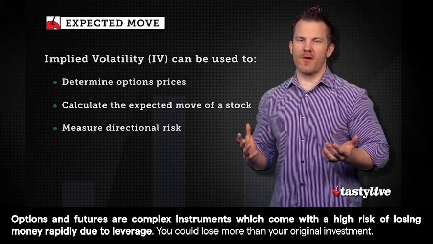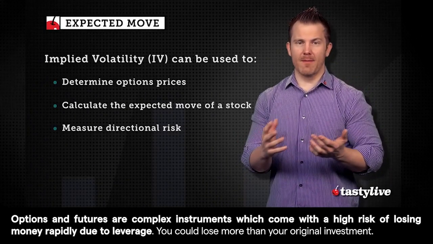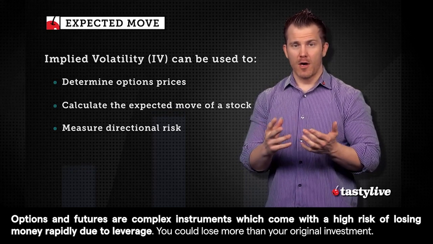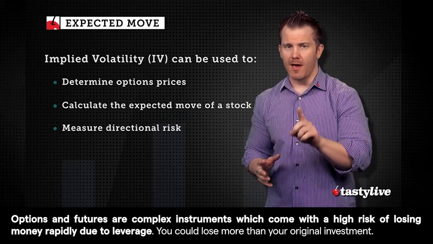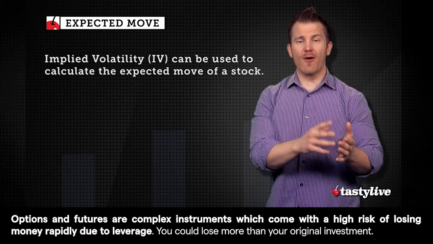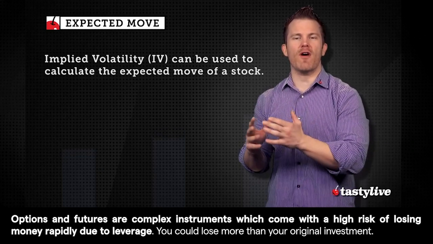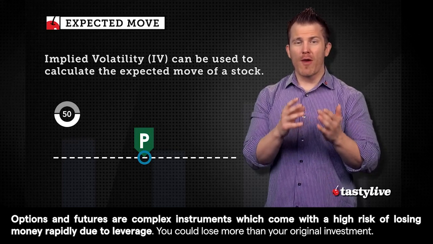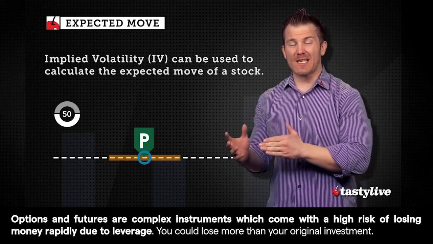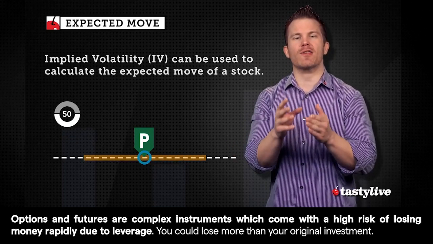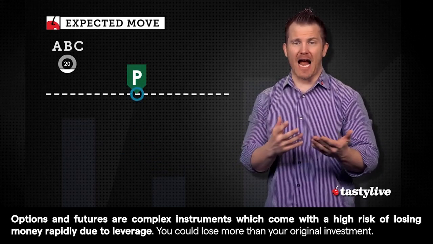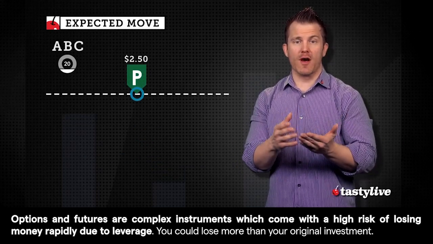As we started to see in the first video, implied volatility can be used in a variety of ways when trading options. In this video, we want to focus more specifically on one of those ways, calculating the expected move of a stock. In other words, based on a stock's IV, we are able to forecast its anticipated range of stock price movement.